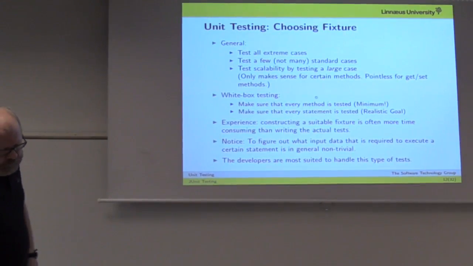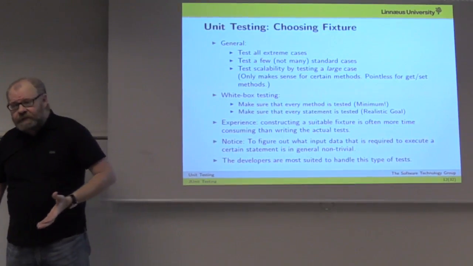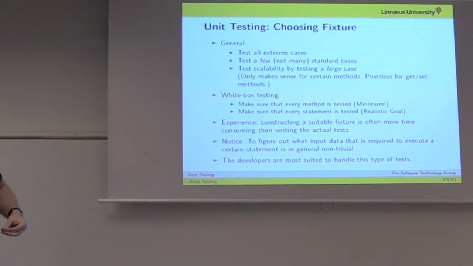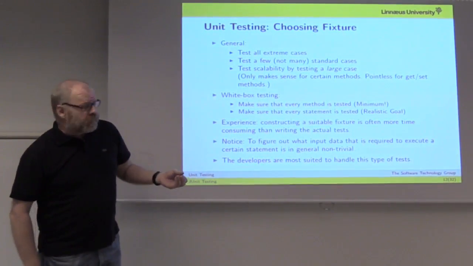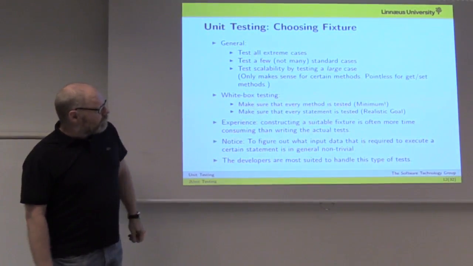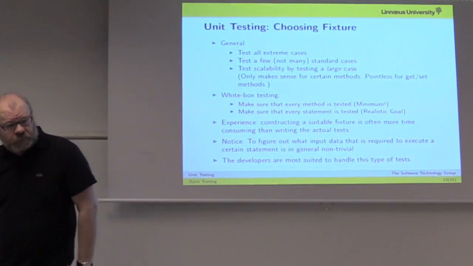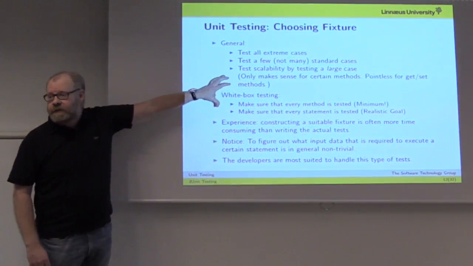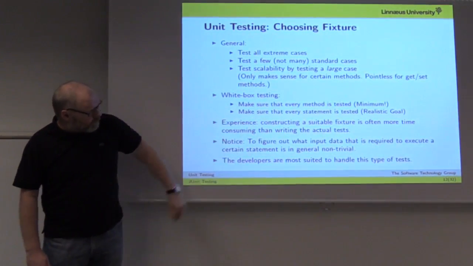White box testing. A minimum, I would say, is that you test your queue implementation. Of course, you should test all the methods. You cannot say that you have properly tested a component if you haven't tested one of the methods in this class. Make sure that every statement is tested. For the queue, I would say this is a realistic goal. It should be possible to have different user scenarios for the queue so that every part of your implementation is touched by it in some sense. So this is what you should aim for.